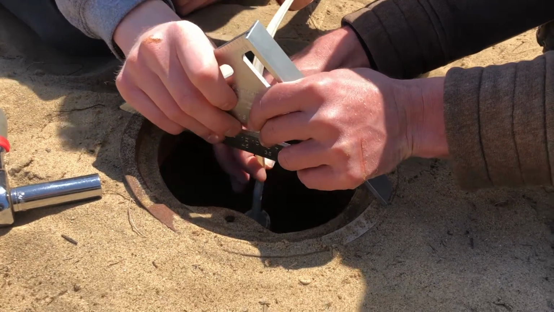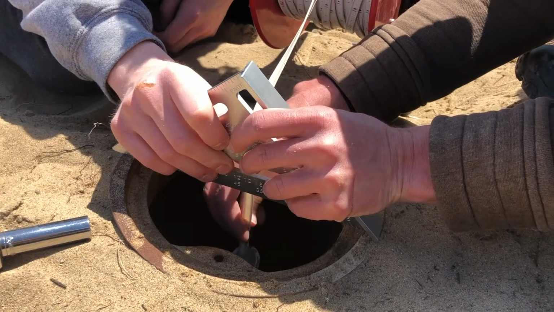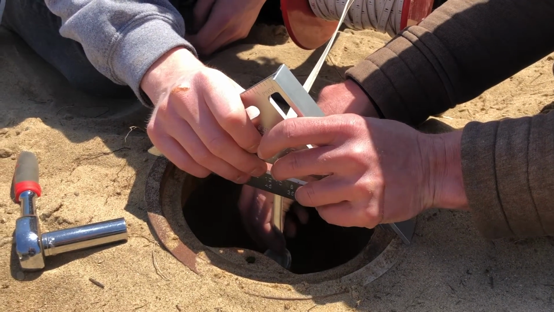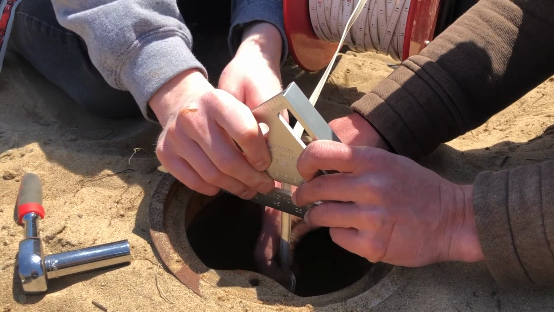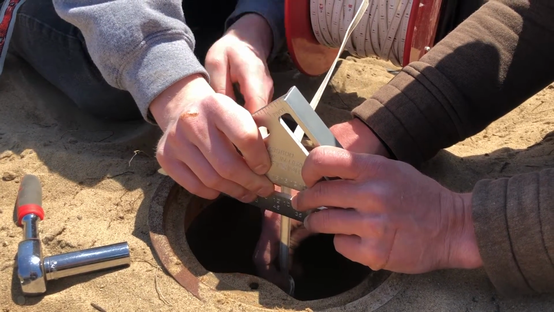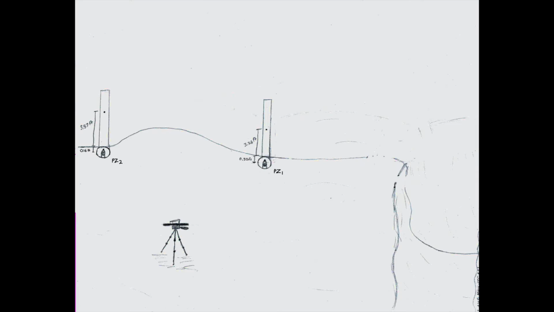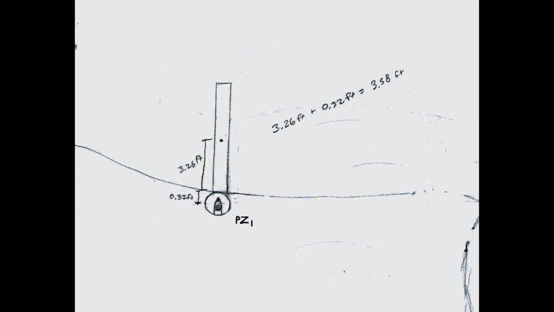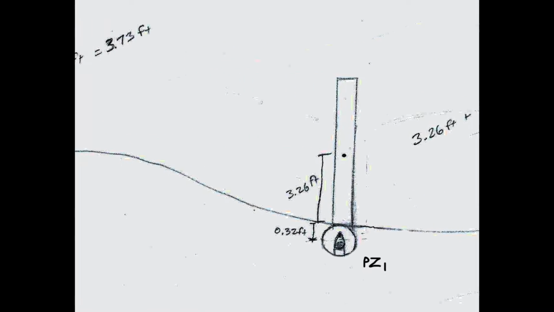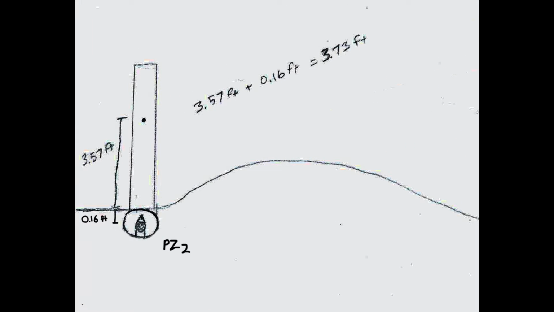These measurements only gave us the length from the point of the laser to each well cover, but when we measure water levels, we do so from the top of the well casing. So we needed to measure the length from the well cover to the top of the casing for both wells and then add it to the overall length measurement. This yielded measurements of 3.58 feet for PZ1 and 3.73 feet for PZ2.